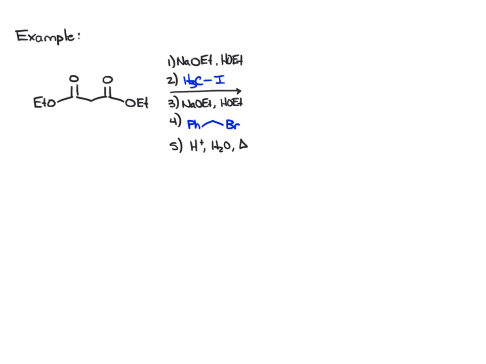Here's an example problem for you to try, where we're starting with the malonic ester, but you'll notice in this case, we've done two sets of alkylation conditions. So we have a base followed by iodomethane, then we add base again, followed by this benzylic bromide, and then finally we do the hydrolysis and decarboxylation. So I would recommend you pause the video, see if you can predict the product, and then you can resume it to see the answer.